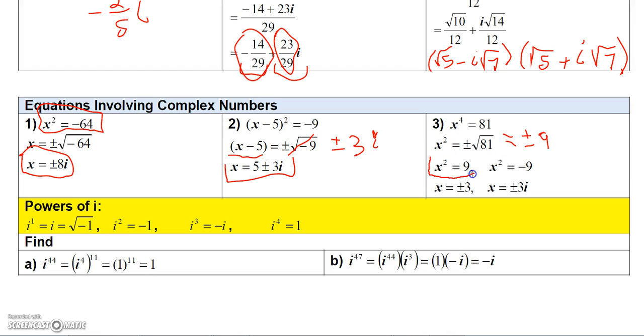Now, if x squared equals 9, then we can apply the square root theorem to that and get x equals plus or minus 3. But the other equation that I would have would be x squared equals negative 9. And so if I have x squared equals negative 9, then x would equal plus or minus the square root of negative 9, and the square root of negative 9 is 3i. So this equation has 4 solutions: positive 3, minus 3, positive 3i, and minus 3i.